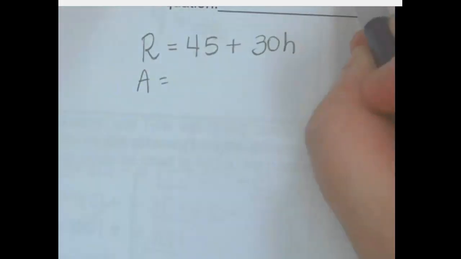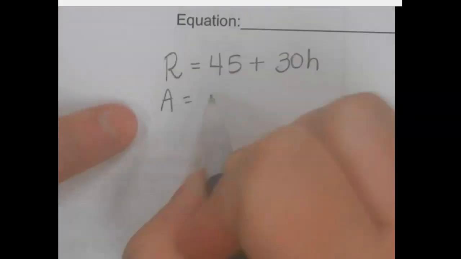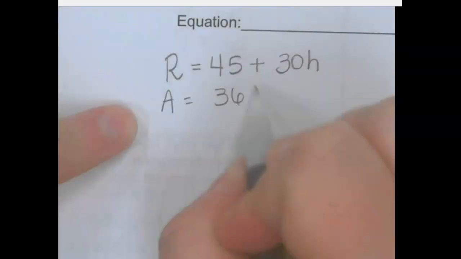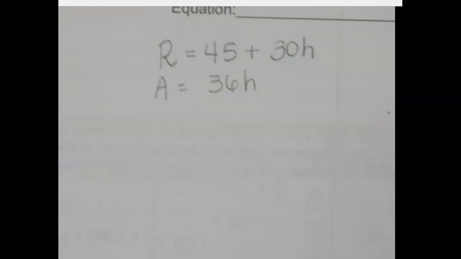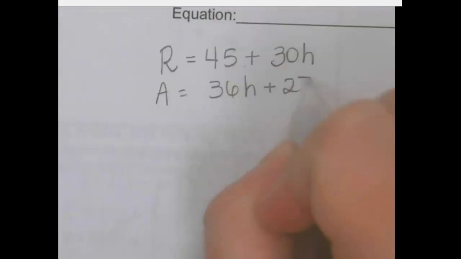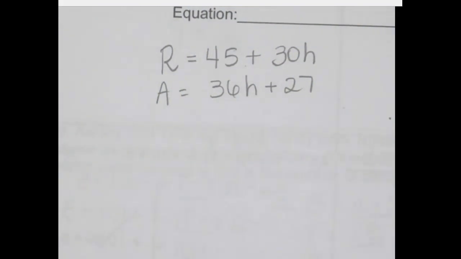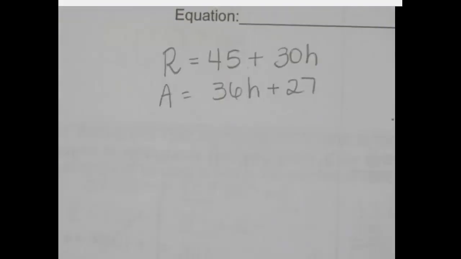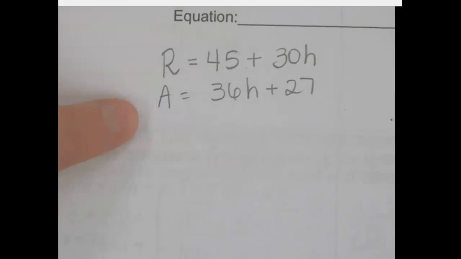Amanda, planting at a rate of 36 per hour. That's another multiplication word. So she's doing 36 per hour. So she's doing more per hour, correct? And she's already planted 27. So let's give her credit for those 27. Anybody confused on how I set both of these up?